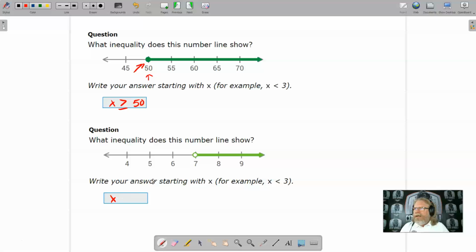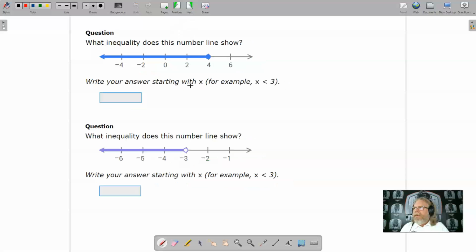We need an X and a number. That number is going to be 7. And everything to the right is greater. So X is going to be greater than 7, and it's an open dot, so it cannot be equal to. Open dot means we do not include that point, so we're not going to put the equal portion there. So just the arrow, just the greater than sign.